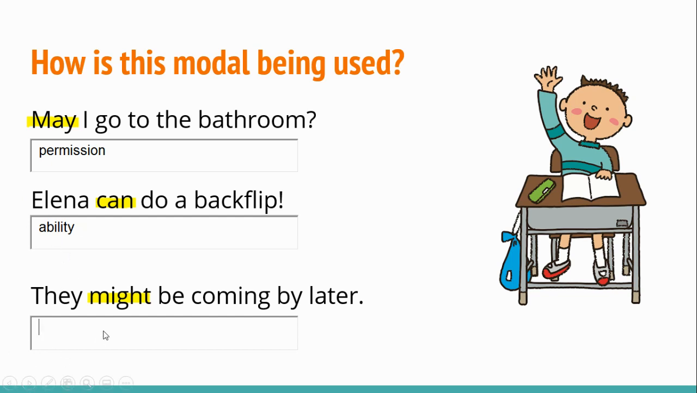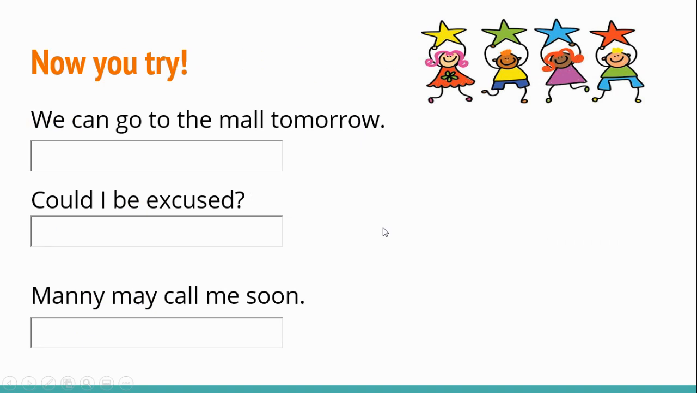Now, last but not least, we have they might be coming by later. Might means that they may be coming over, but we can't be sure. So it's simply a possibility at this point. Now, let's see if you can do these next few on your own.